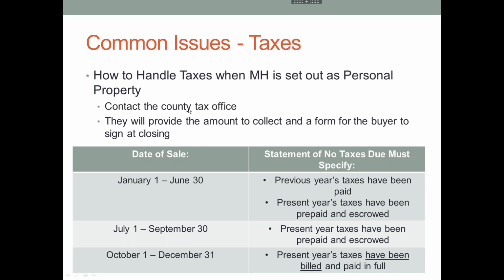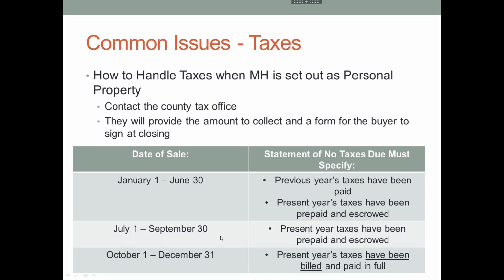Now, when we say prepaid and escrowed, what that means is go call the county tax office where the mobile home is located, where there's a personal property tax account. Tell them they're converting the property from personal to real. They will give you an amount of money to collect based on your closing date. And most of the time, they will send you a form for the buyer to sign at closing. And if you do all of these things, you will have satisfied the requirement for your present year's taxes to have been prepaid and escrowed.